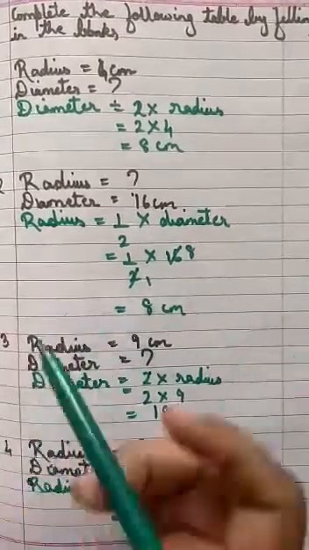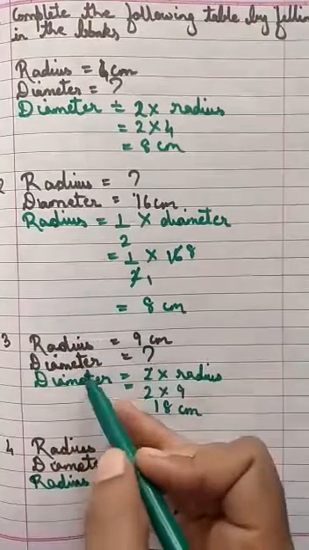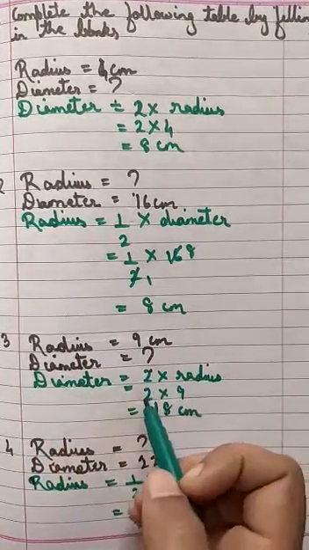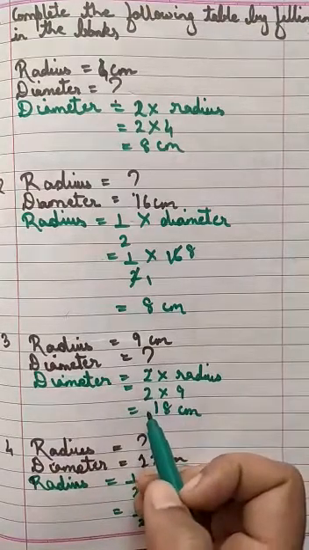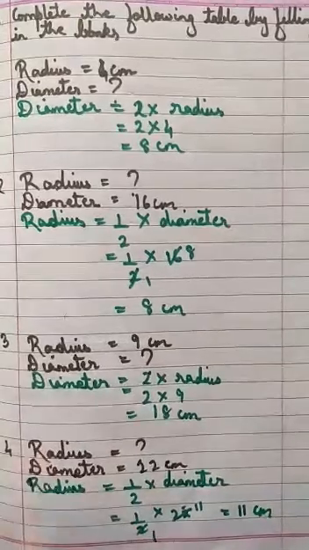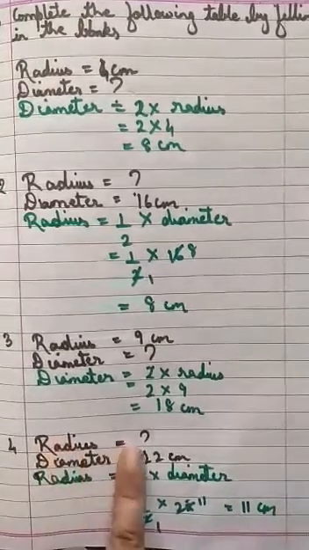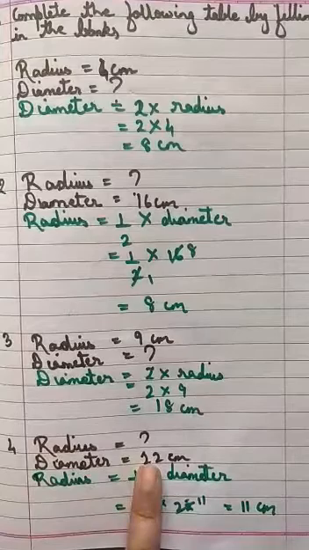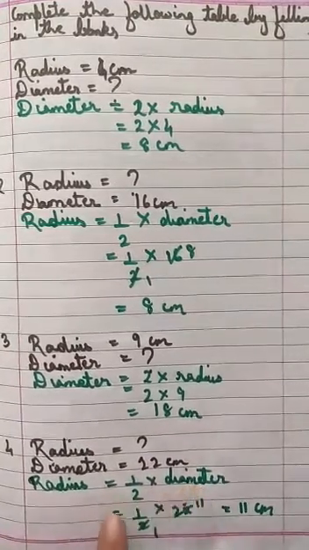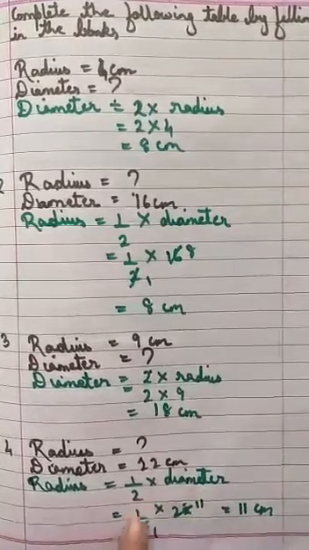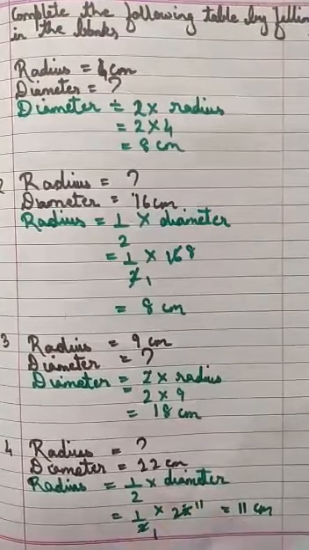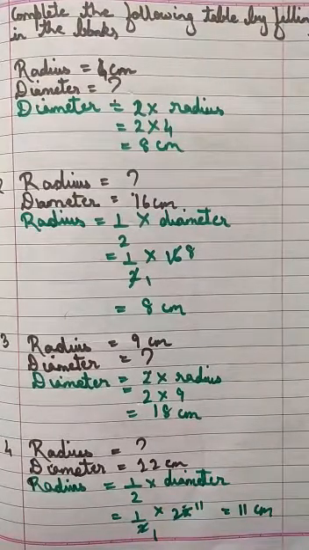Third question. Radius is 9 centimeter, diameter is not given. So diameter is equal to 2 into radius. 2 into 9, so answer is 2 9s are 18 centimeter. Fourth is, radius is not given, diameter is 22 centimeter. So radius is equal to half into diameter. So half into 22, 2 1s are 2, 2 11s are 22. So answer is 11 centimeter.